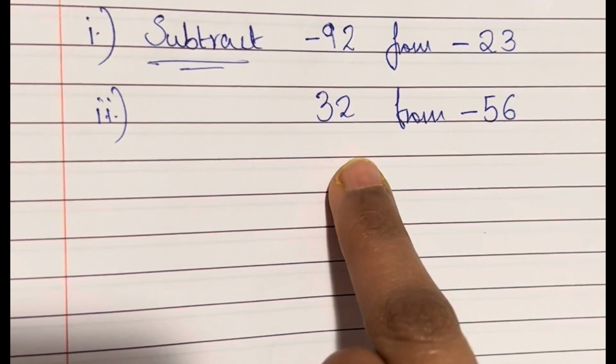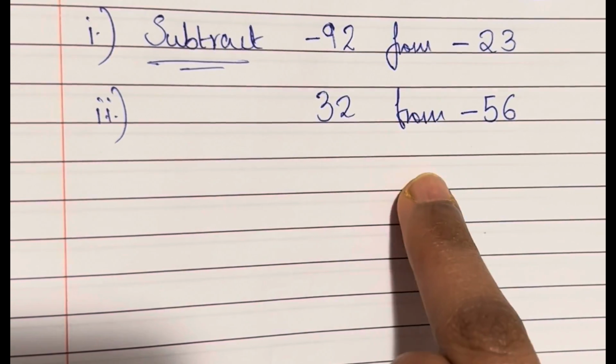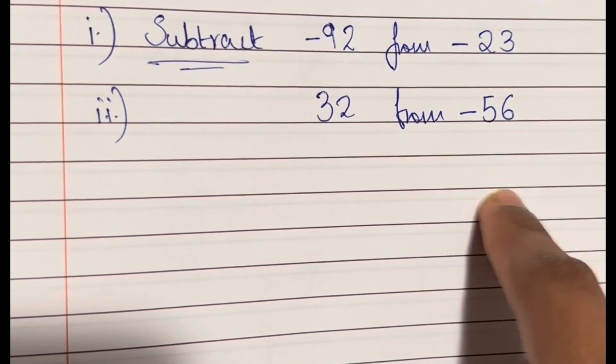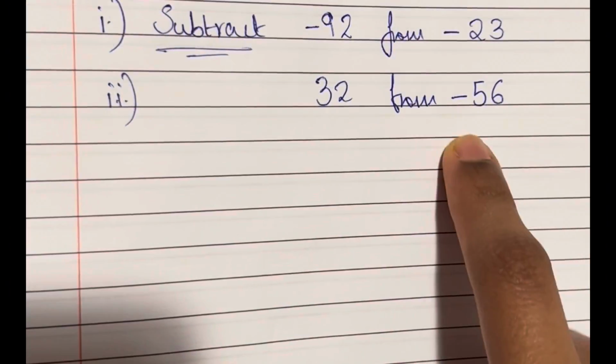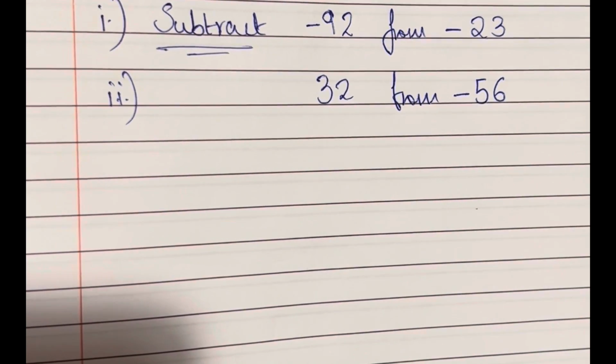How will you do it? Minus 56 you'll write first, then instead of "from" you'll put minus, then you will write 32. Then apply addition of integers rule number 1. Okay, so that's all.